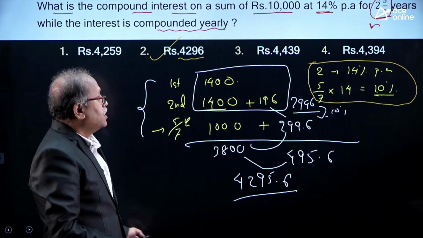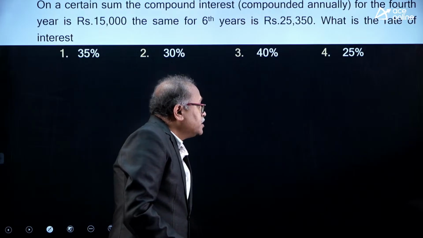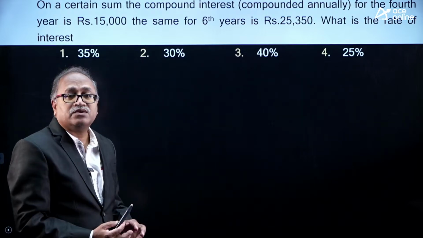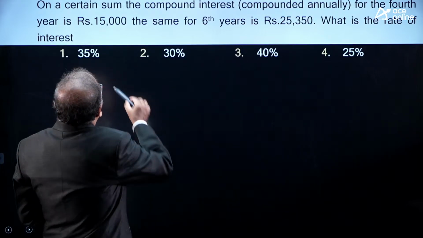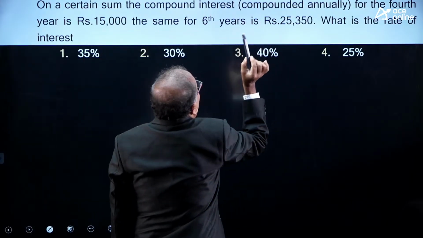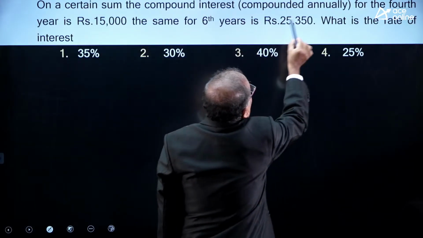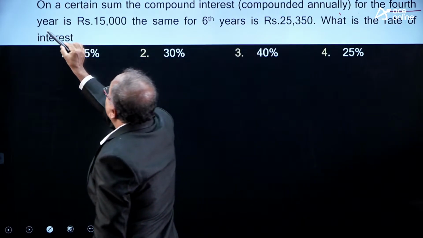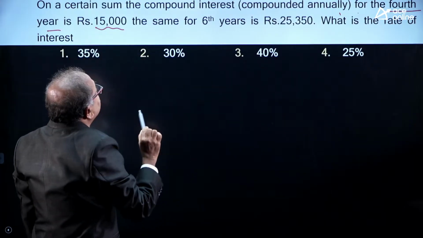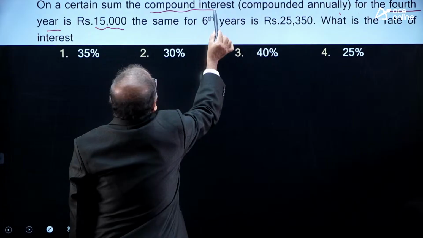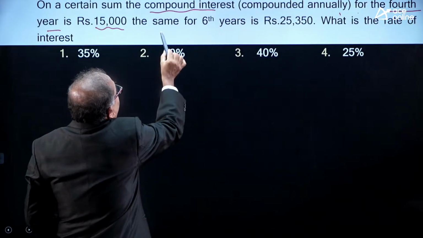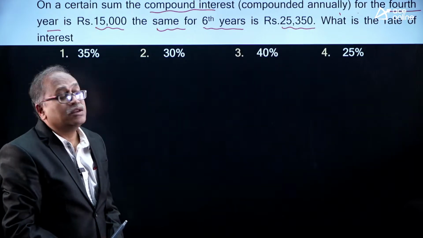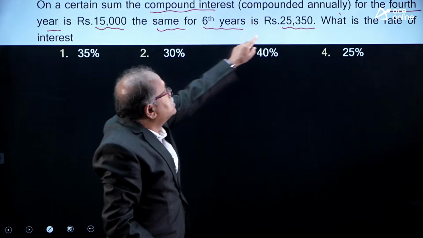Moving on to the next question, and the next question is this, my dear friends. See that while you are sitting and you are going through a lot of different types of questions, you are practicing it, you already know it, you are just solving this question. On a certain sum, compound interest, compounded annually for the fourth year, is 15,000. On a certain sum, compound interest for the sixth year is rupees 25,350. So this is the fourth year and this is the sixth year.